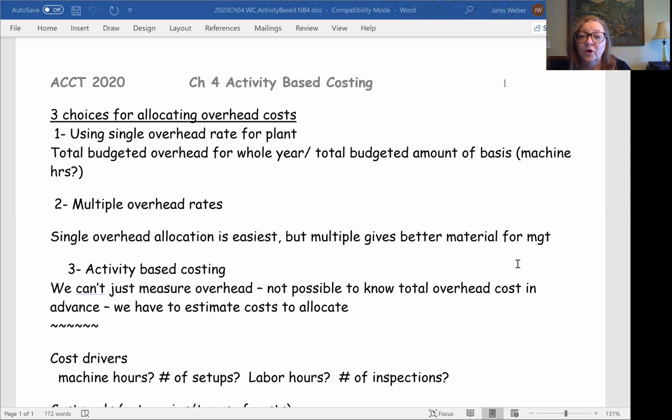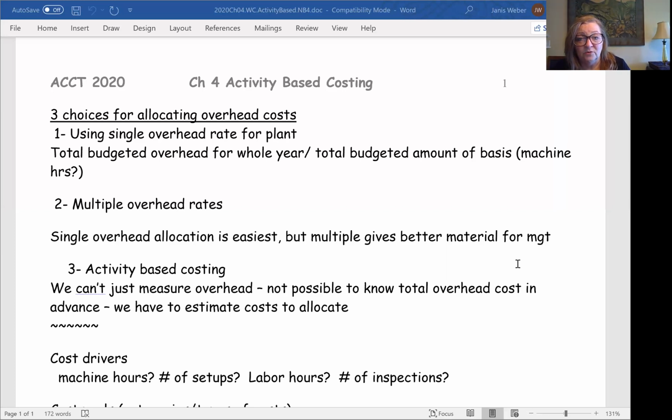Okay, the first one, when you're allocating overhead costs, you could take the big pool of overhead costs and just split it up amongst everything that you're producing in the plant. That's the single overhead rate. And so you take the total, we've already done this, so I'm just repeating, you take the total overhead budget for the year and you divide that by the amount of the driver that you've chosen, which sometimes could be labor hours, sometimes could be labor cost, sometimes could be machine hours. But the most common one and the most often used to teach this concept is the labor hours.